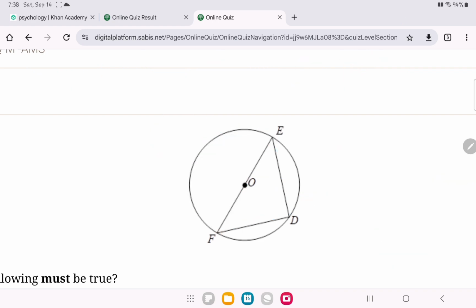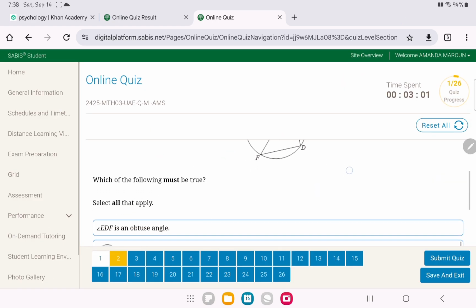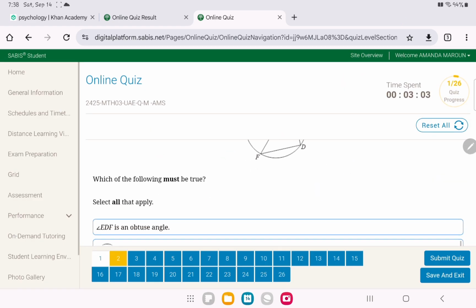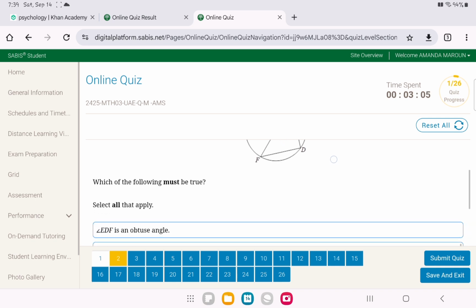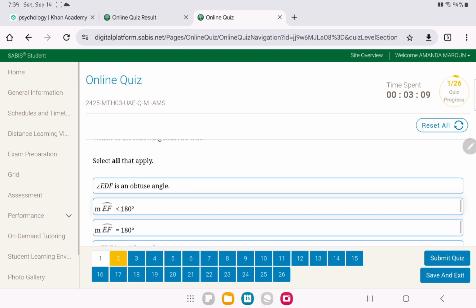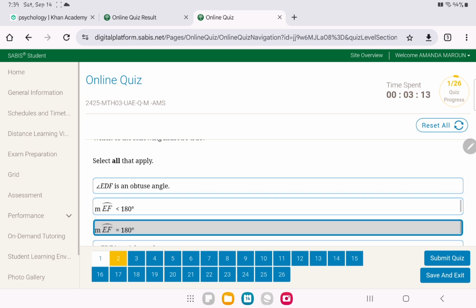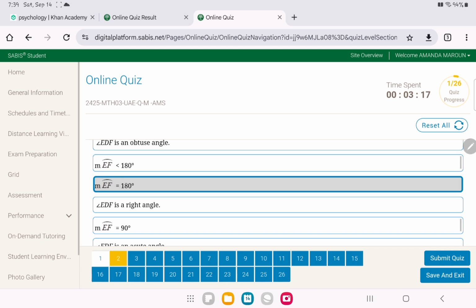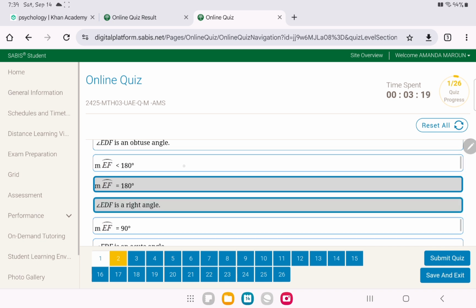So, based on what we explained here, let us see which of the following must be true. Angle EDF is an obtuse angle? No, we said it is right. Measure angle EF is less than 180? No, we said it is 180, so this one is correct. Then, EDF is a right angle?